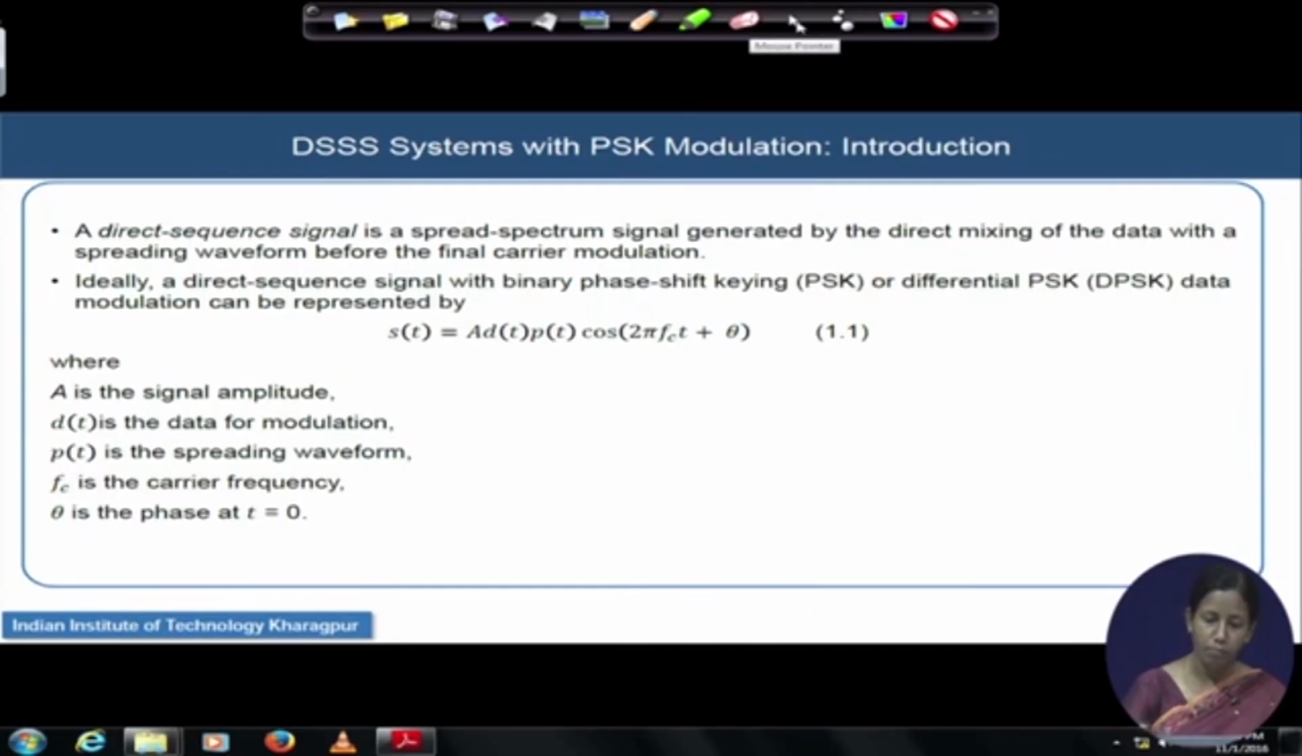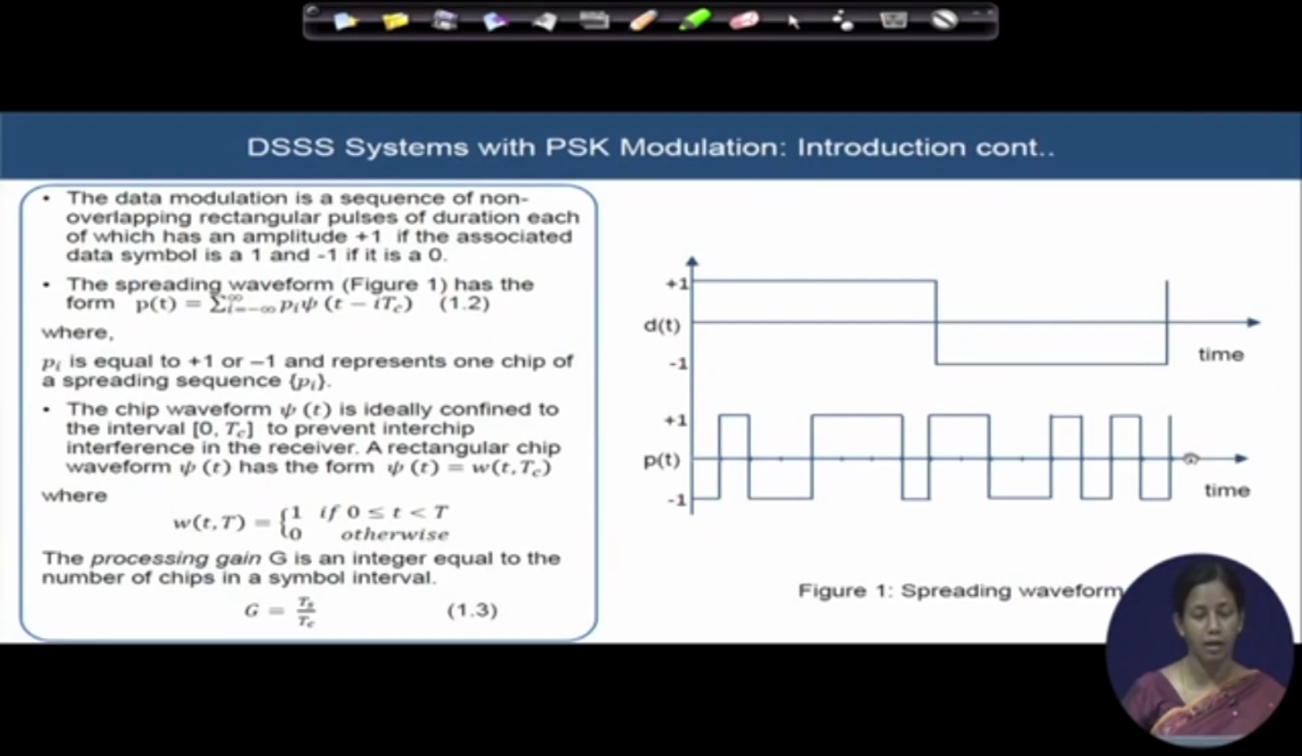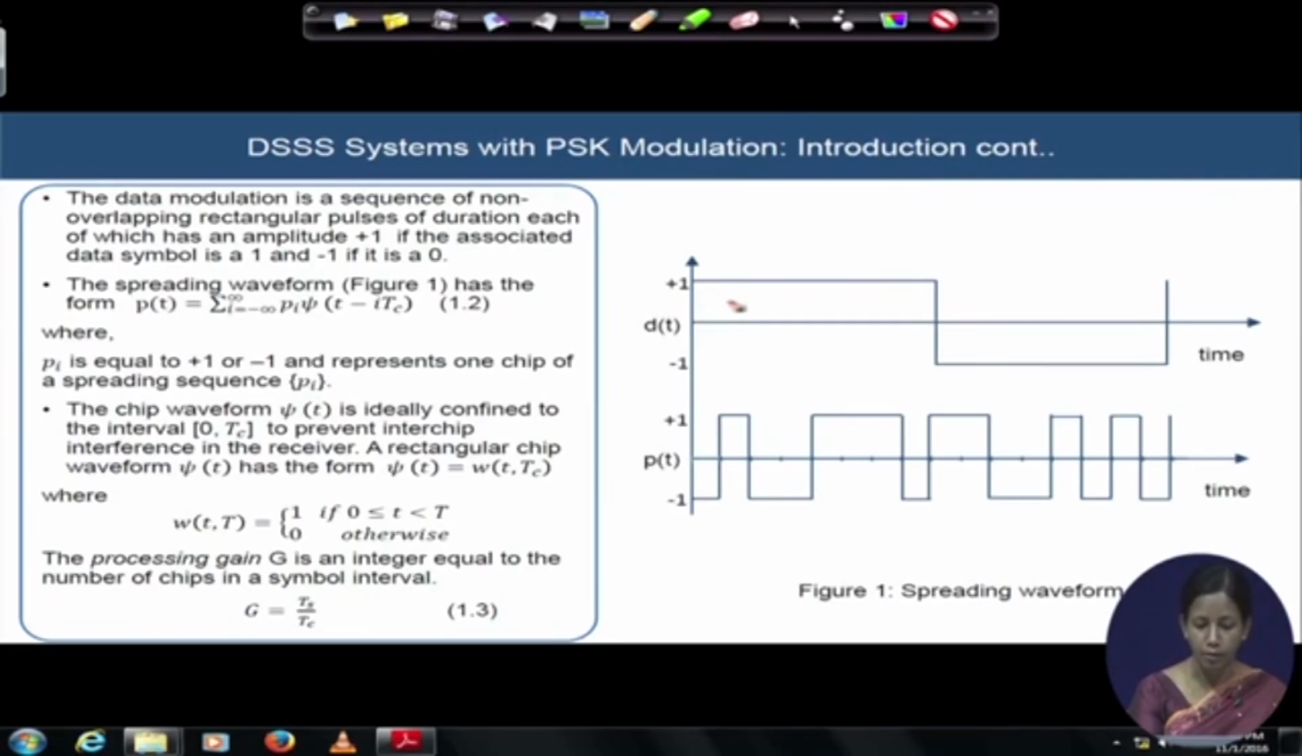How the spread waveform will look, we will come to a little bit later, but let us first concentrate on how p(t), the spreading waveform, looks. Remember, before entering into p(t), I would like to mention that the symbol time of the data we will denote as Ts. The p(t), the spreading waveform, is usually given by the equation: the sum from minus infinity to plus infinity of p_i psi(t minus i Tc), where psi takes care of the chip waveform and p_i is either +1 or -1, and represents the chip of the spreading sequence. What is the form of a chip?